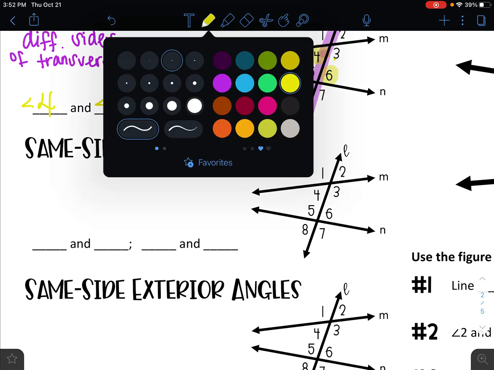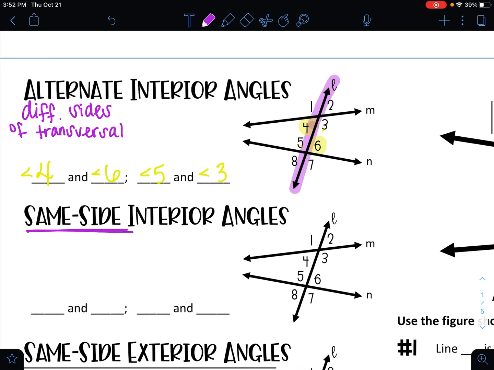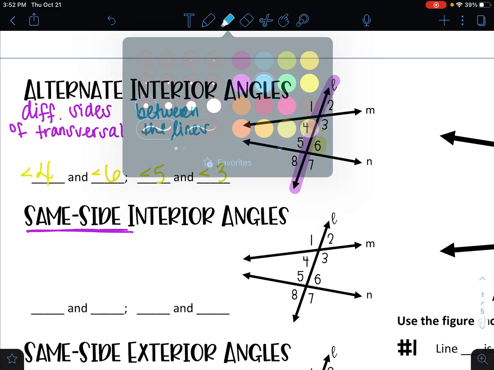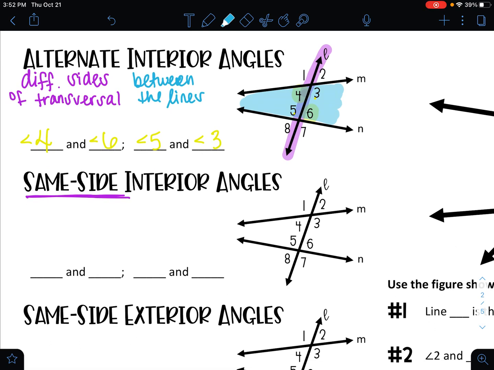It's pretty self-explanatory. They're on the same side. And then, I'm sorry, I didn't explain this for this part up here. When it says interior, it means between the lines. Okay, and this is the area we're talking about. This is the interior. So I'm trying to color coordinate as per usual. All right, so same thing for this. Between the lines, so that's what that means. So this area right here, this is the interior.